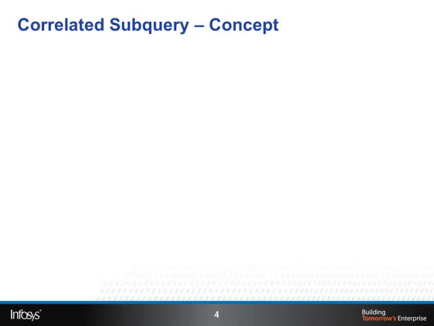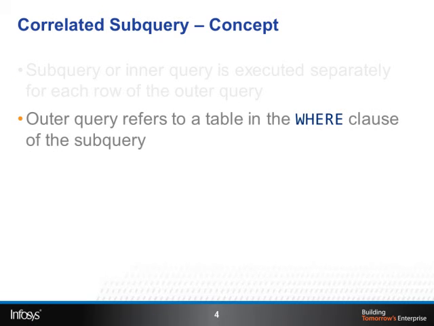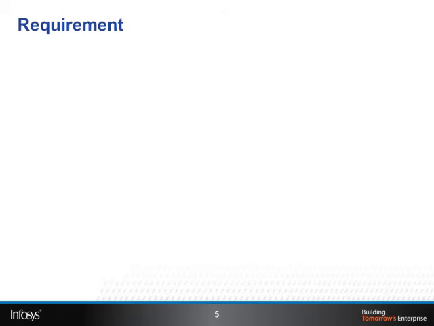In a correlated subquery, the inner query is executed separately for each row of the outer query. The outer query refers to a table in the where clause of the subquery. Let us try to cater to this requirement with the help of correlated subqueries.